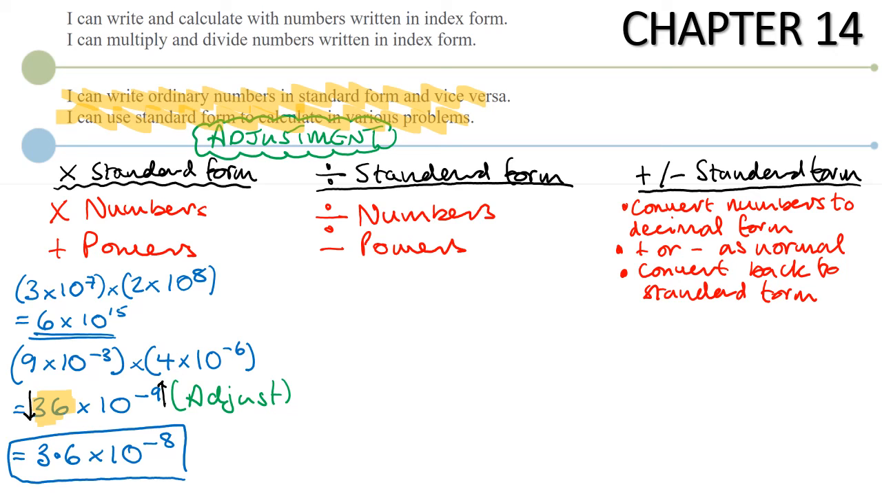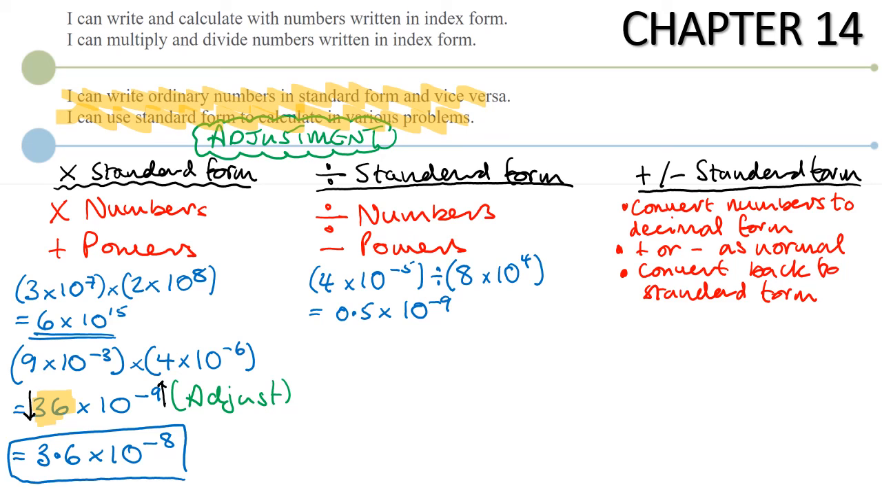Let's have a go at some division. So let's say I have 4 times 10 to the power of negative 5 divided by, what can we divide that by? Let's do 8 times 10 to the power of 4. Right, so I divide the numbers, so 4 divided by 8 is a half, or 0.5. Then I do negative 5 minus 4, which will give me negative 9.